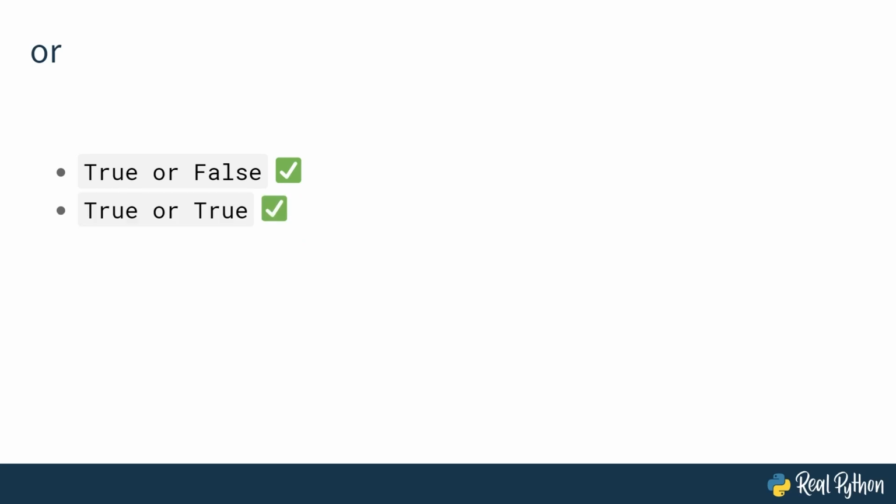Now it's time for OR. With OR, only one side of the operator needs to be true. If both sides are true, then that's also true. The only case in which it will be false is if both sides are false.